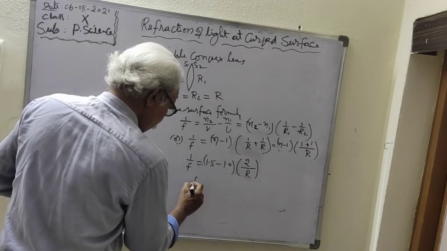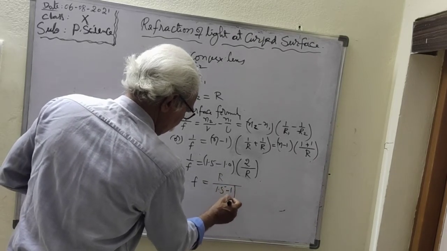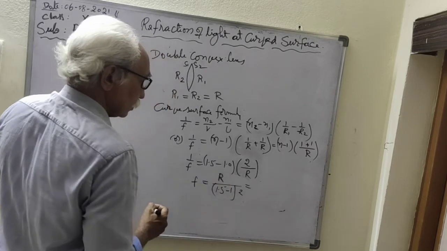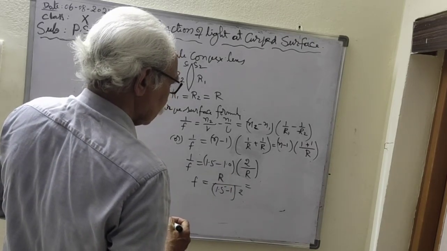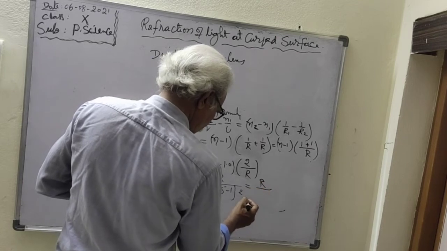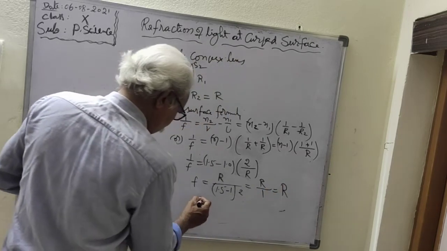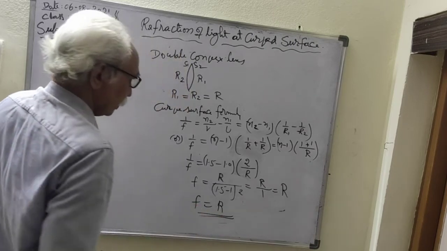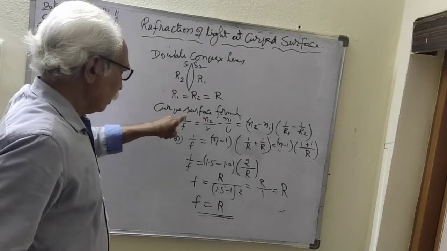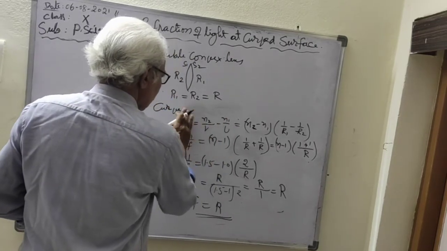F is equal to R by 1.5 minus 1 into 2, so R by 1 is equal to R. So f is equal to R, the radius of curvature. Here R1 is equal to R2 is equal to R. This formula is not the curved surface formula, it is the lens maker's formula. So take it.